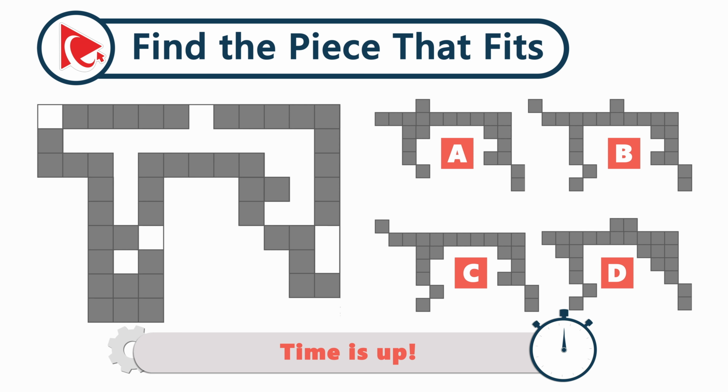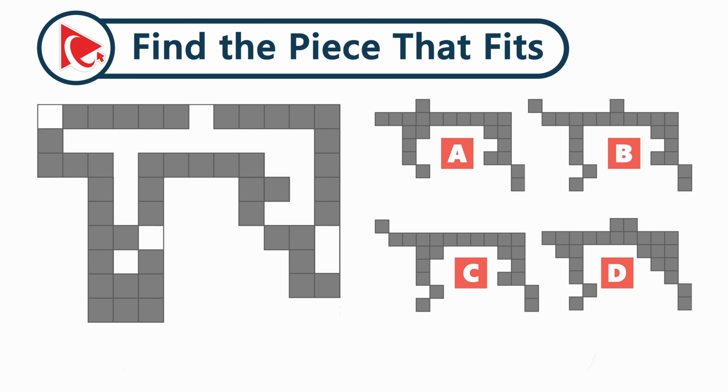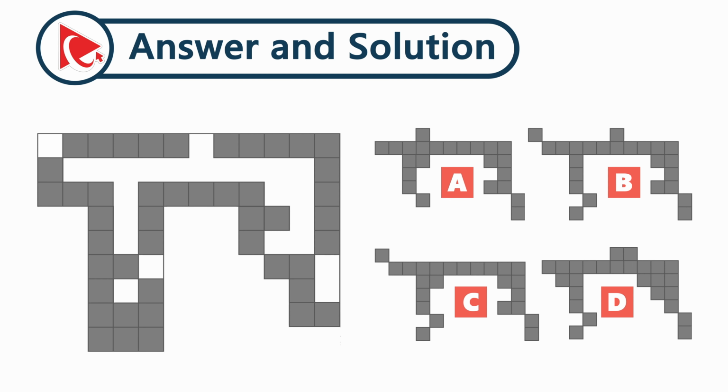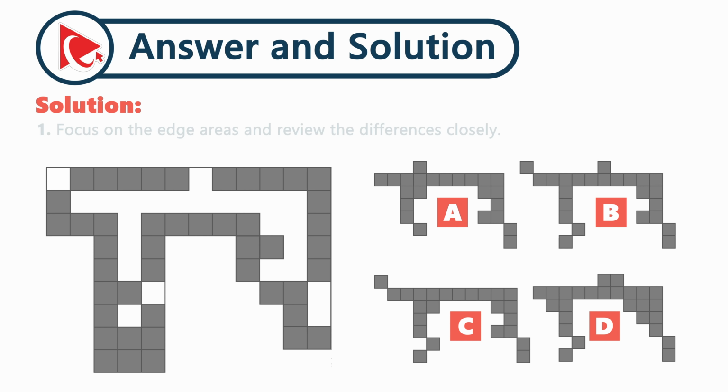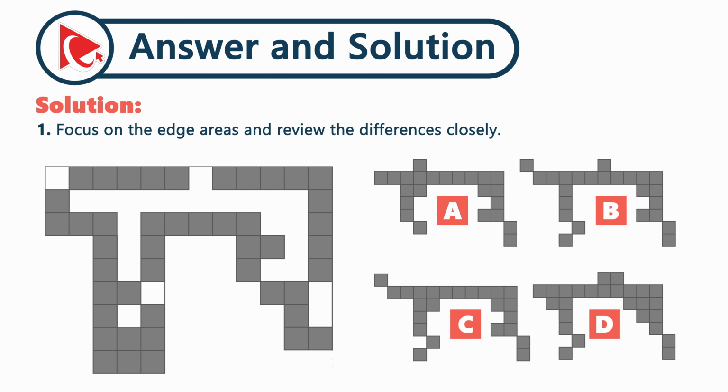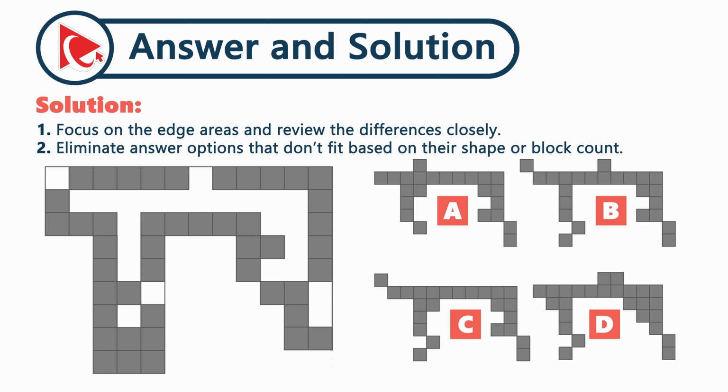Time's up. Do you have your answer ready? I hope so, because the solution here is not very difficult. In fact, to solve it, we need to do two things. We need to focus on the edge areas and review the differences closely. And in the second step, we need to eliminate answer options that don't fit based on their shape and block count. Let's start by identifying those edge areas we need to focus on.